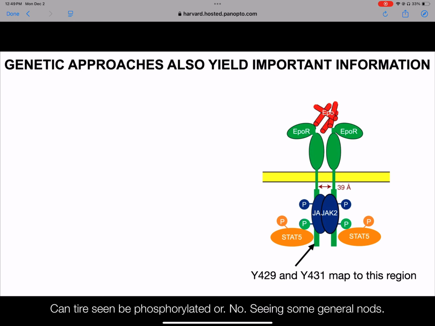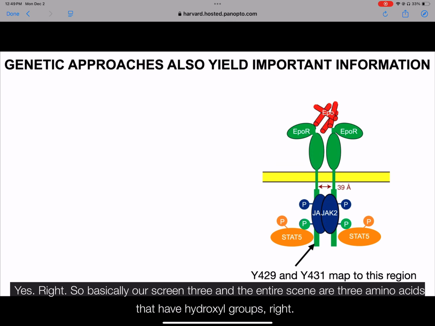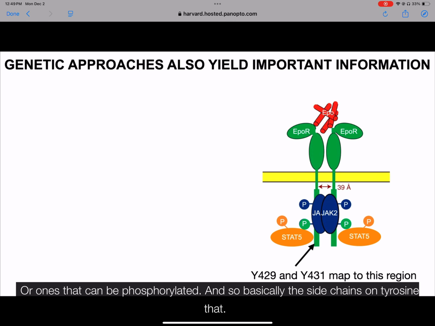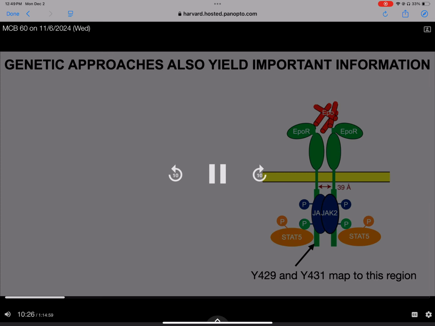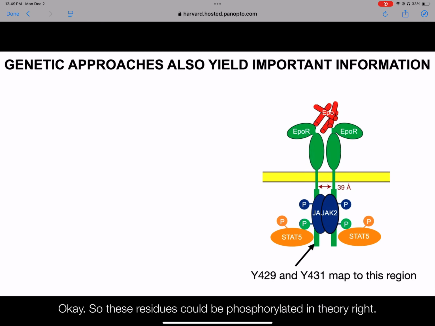Can tyrosine be phosphorylated or no? Seeing some general nods, yes, right? Serine, threonine, and tyrosine are the three amino acids that have hydroxyl OH groups, and those are the ones that can be phosphorylated. So these residues could be phosphorylated in theory, right?